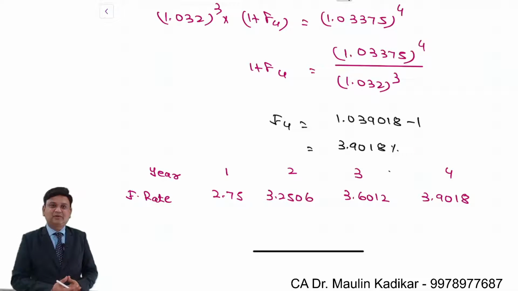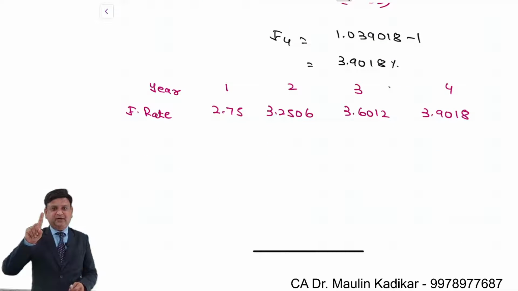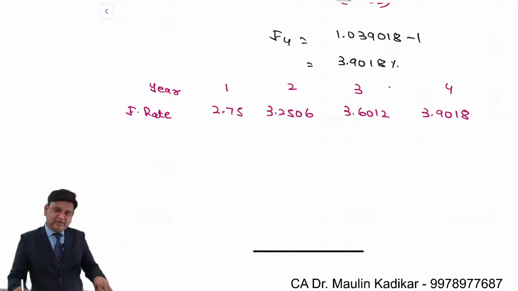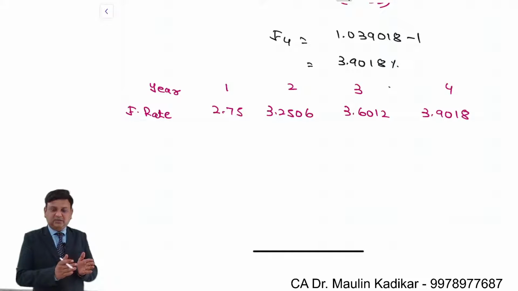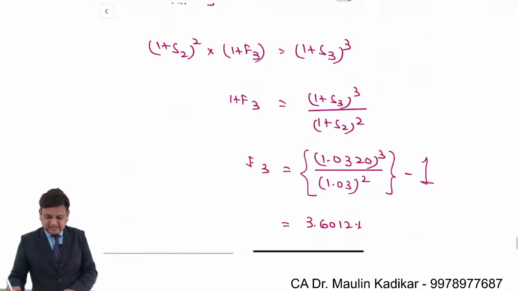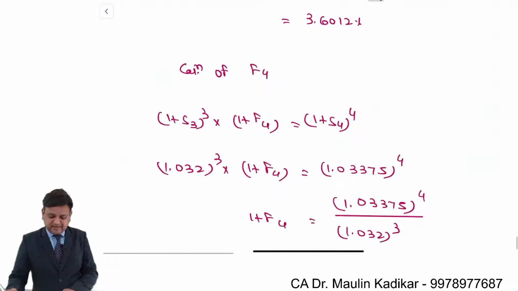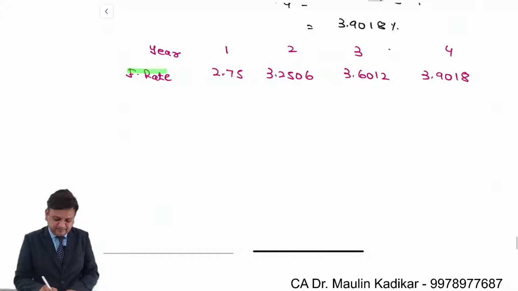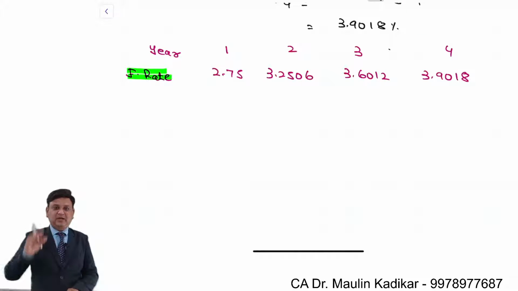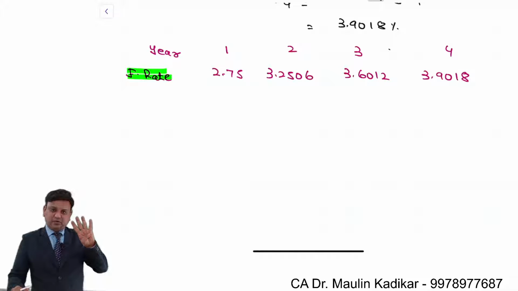Now the important point of the question comes. The important point of the question is, from end of year 1 to end of year 4, we will make the calculation of what is the rate of interest, taking into account the rate at which we are required to pay interest to the bank. We understand that, as far as DEF Ltd is concerned, it is required to pay interest at the prime lending rate of interest plus 2.75. So it is prime lending rate of interest plus 2.75. That is the total interest which we have to pay from end of year 1 to end of year 4.